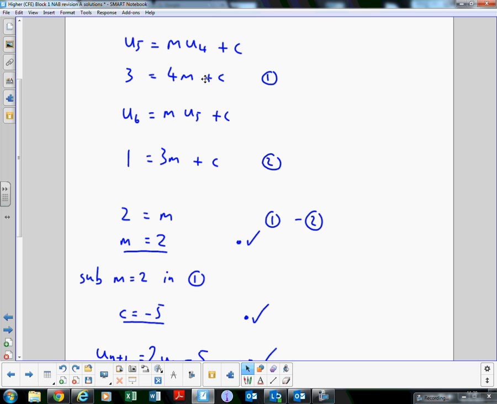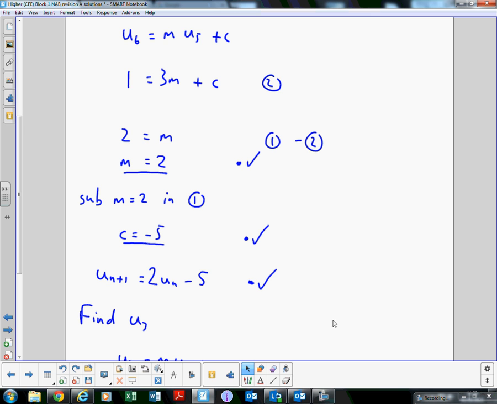Because it's reasonably straightforward, we can just do this in our head. There's no great need to show the workings, it's so straightforward. So 4 2's add something equals 3. The something must be -5, so we can just make that statement. And then we're taking the value of m and the value of c and just rewriting the original recurrence relation.